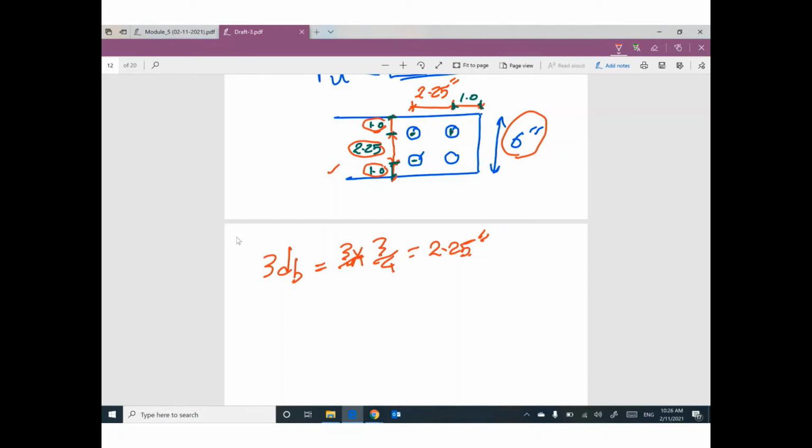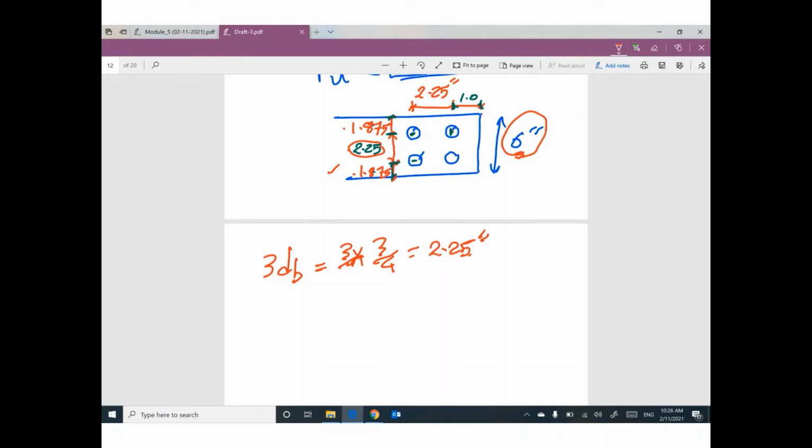That makes sense? So probably I will say 6 minus 2.25, divided by 2. I will put this distance to be 1.875. So if you add this one plus this one plus this one, you can get 6.